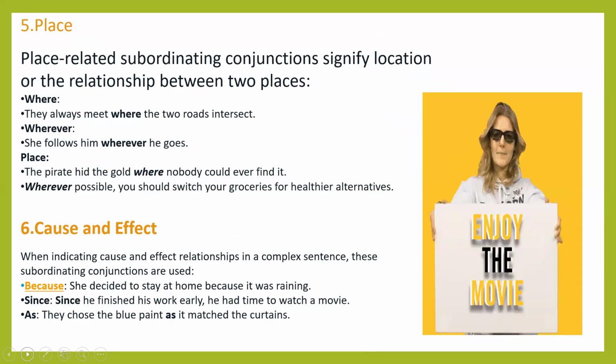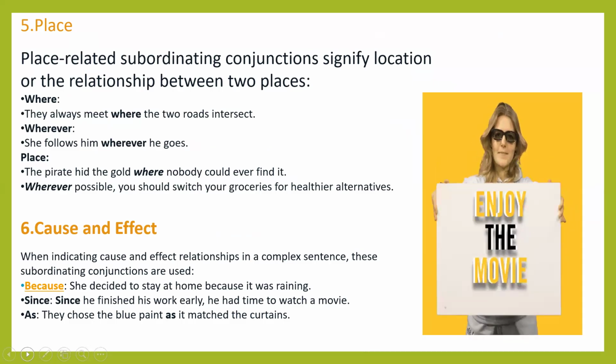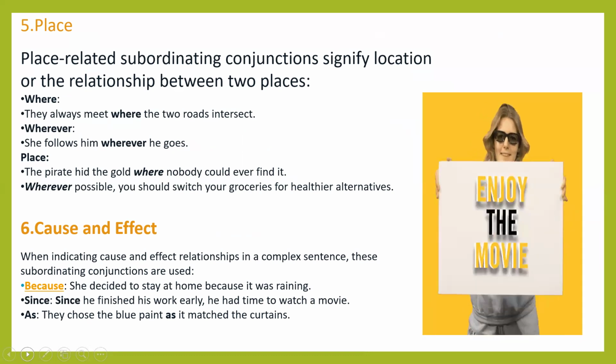Now a few subordinative conjunctions showing cause and effect, which show a relationship in a complex sentence. Because: she decided to stay at home because it was raining. So what sentence have we used with because? She decided to stay at home because it was raining.